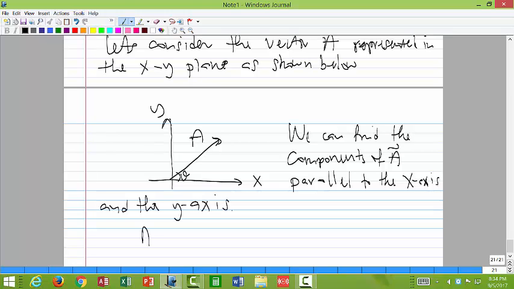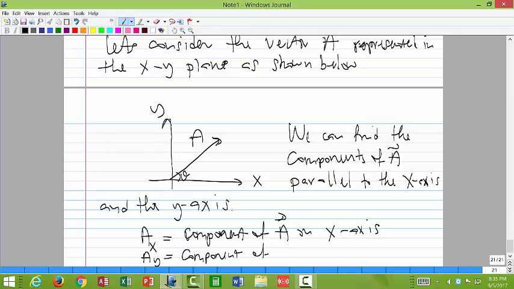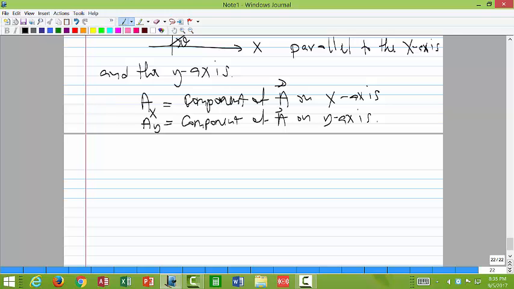Okay, so A subscript x is equal to the component of A on the x-axis, and A subscript y is equal to the component of A on the y-axis. So we can go here now. This is x, this is y. So this is the vector A, and this will be Ax, and this will be Ay. The angle is theta.